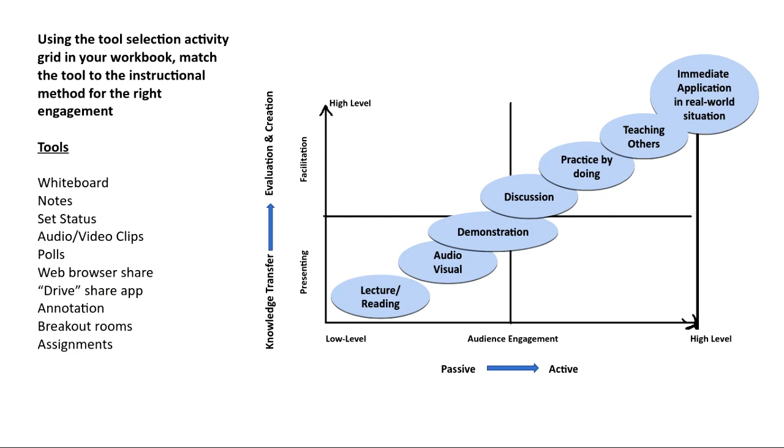Now, using your mouse, what I want you to do is on this slide, I want you to connect the tools to which type of activity or which type of level of learning, you'll see they're passive and active, you think would best fit that like knowledge transfer. So we have lecture, reading, audiovisual, demonstration, discussion, practice by doing, teaching others, immediate application, real world situation.